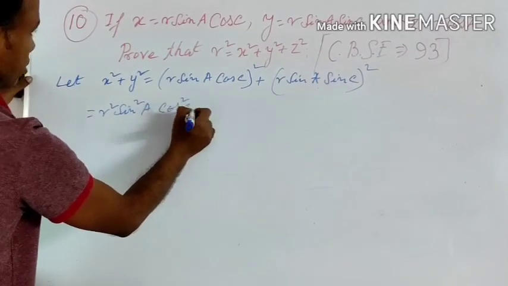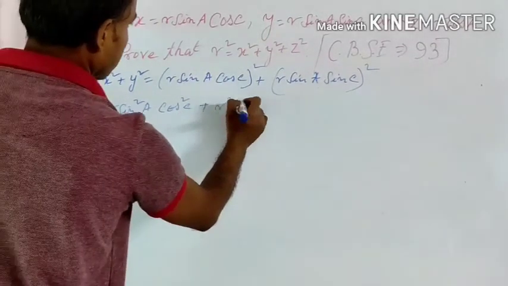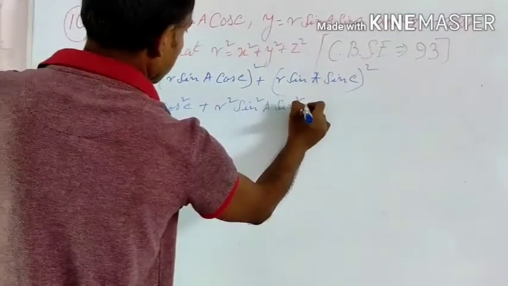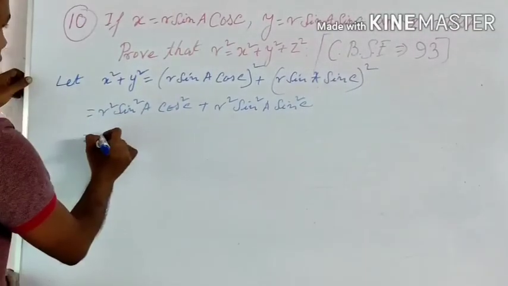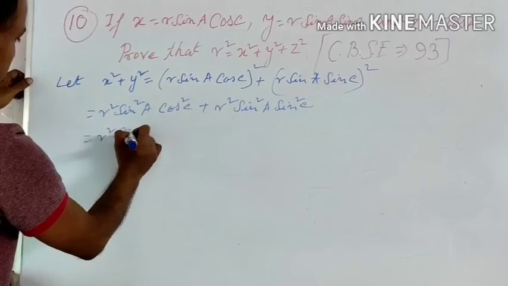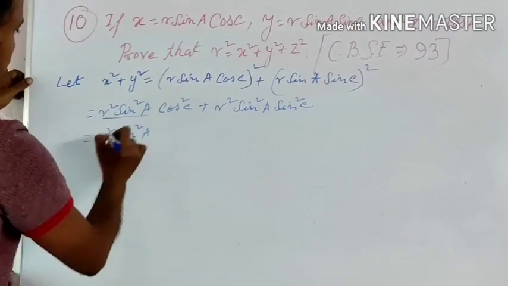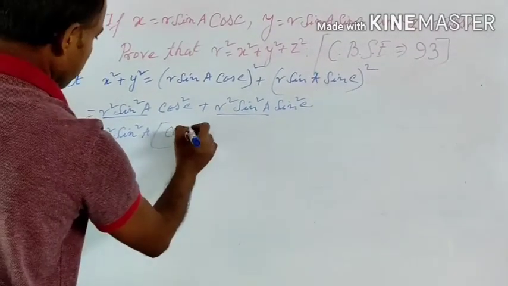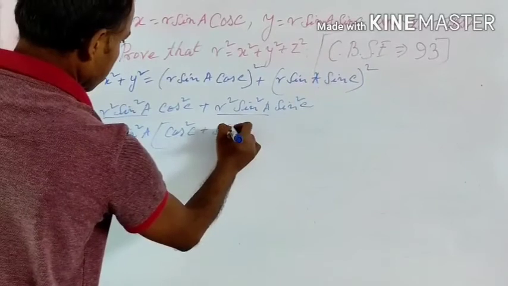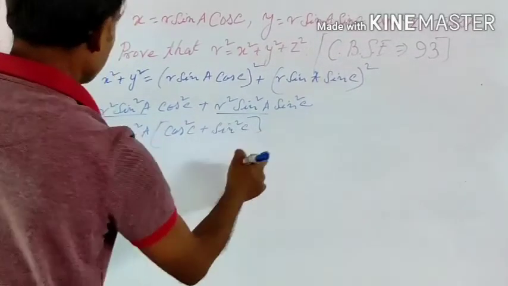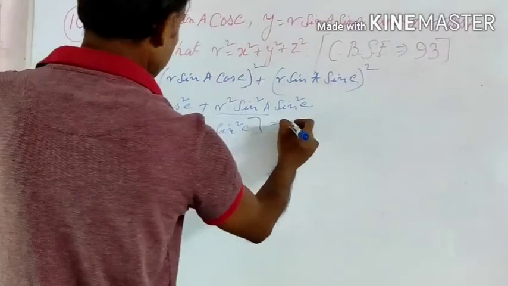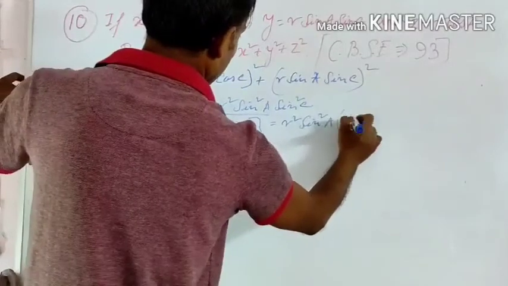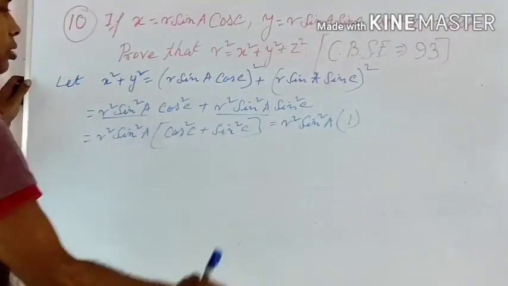cos square c plus r square sin square a sin square c. Take r square sin square a common. So in the bracket, cos square c plus sin square c, and cos square c plus sin square c is equal to 1, so that is equal to r square sin square a into 1, since cos square c plus sin square c is equal to 1.